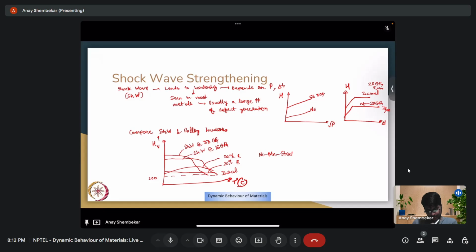So from this plot, we see that with rolling, you have an increase in hardness that seems to stay pretty much constant. With shock wave, you have a much larger increase in hardness, but as the temperature rises, that hardness drops off.